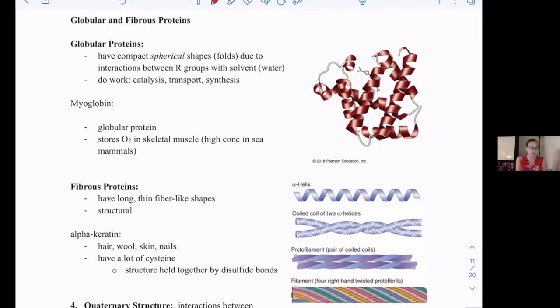These proteins are responsible for doing work. So they're typically catalysts or transport proteins, or they are used to synthesize things in our bodies. For example, we have myoglobin, a globular protein that stores oxygen in our skeletal muscles. So a high concentration of this is in sea mammals in order to make sure that they have enough oxygen when they're swimming around with little oxygen in the water.